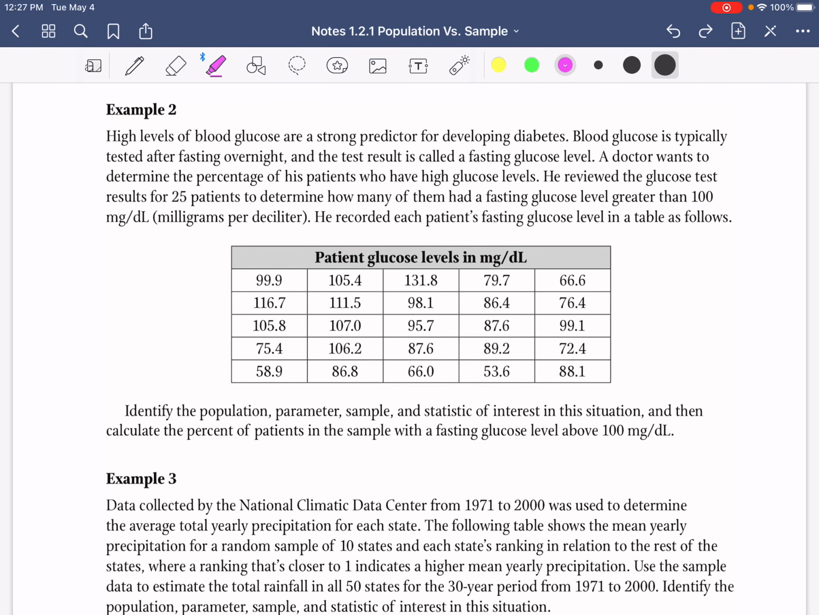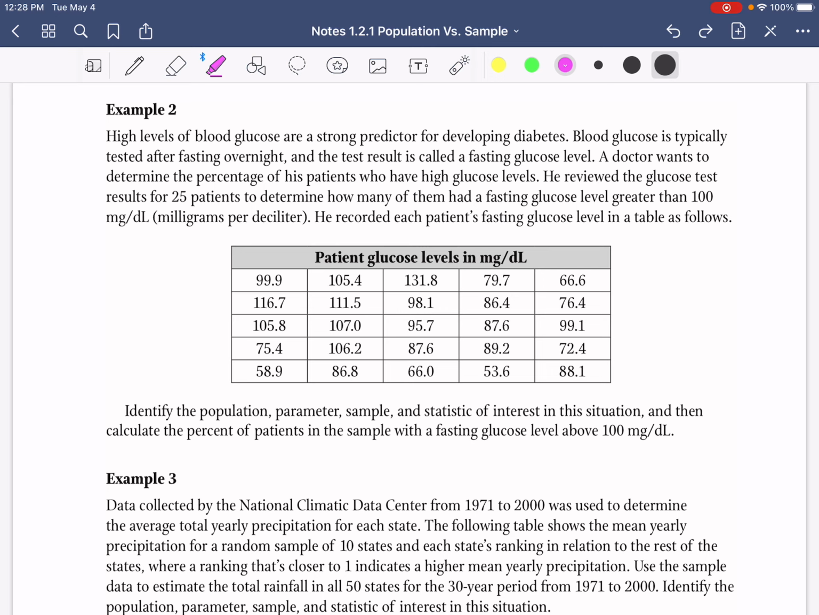Example number 2 says high levels of blood glucose are a strong predictor for developing diabetes. Blood glucose is typically tested after fasting overnight, and the test result is called a fasting glucose level. A doctor wants to determine the percent of his patients who have high glucose levels. He reviewed the glucose test results for 25 patients to determine how many of them had a fasting glucose level greater than 100 milligrams per deciliter. He recorded each patient's fasting glucose level in the table as follows.